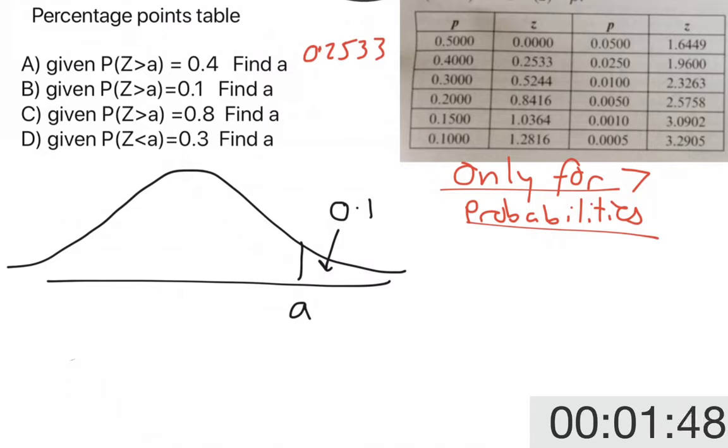So looking in our table for 0.1, it gives me this value here. So A equals 1.2816. So sketch it, decide where you think A needs to go based on the probability, and then look in the table for the greater than region to find your corresponding A value.